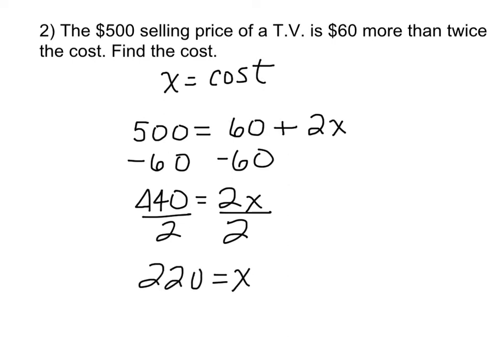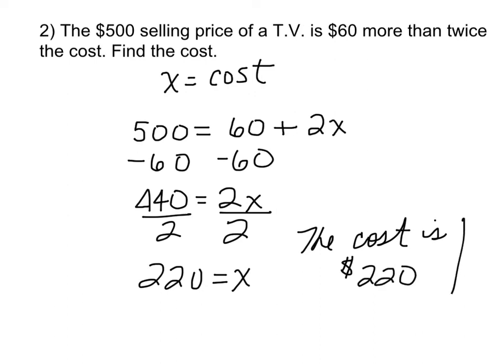Now, 220, that means nothing to me. We want to find the cost. So what is the cost? The cost is $220. Could a TV cost $220? Yes. So we've checked our answer to make sure it does work. Now if you got something like $7, probably not going to work out. So make sure your answer makes sense. We, right here, defined the variable, wrote our equation, solved it, labeled and checked for accuracy.